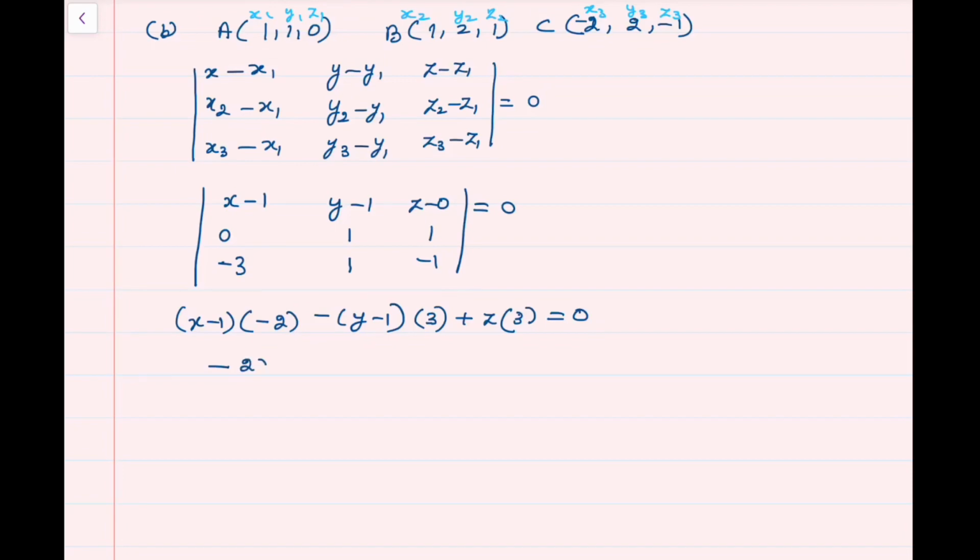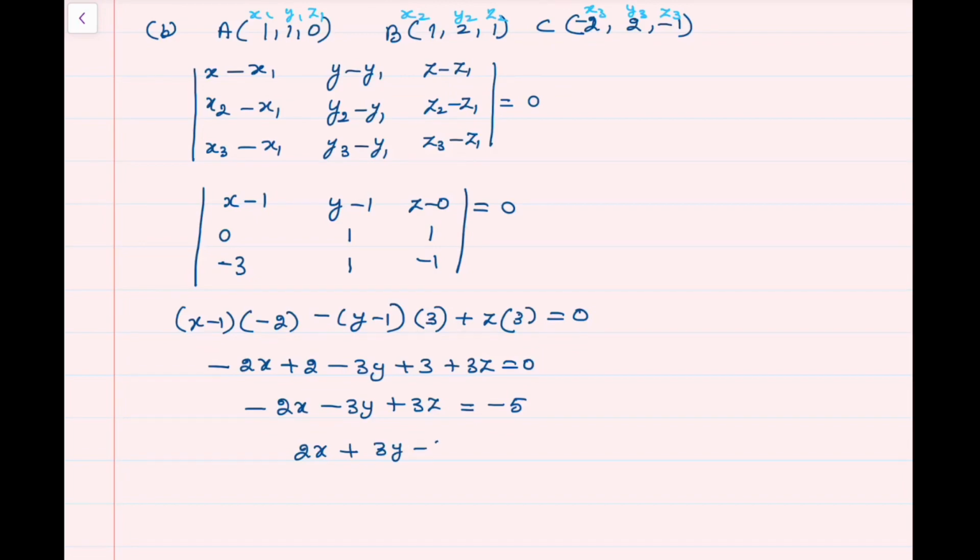Let us open the brackets. Minus 2x plus 2 minus 3y plus 3 plus 3z is equal to 0. We get minus 2x minus 3y plus 3z equal to minus 5. Let us change the sign throughout. 2x plus 3y minus 3z is equal to 5. This is the plane equation passing through three non-collinear points.